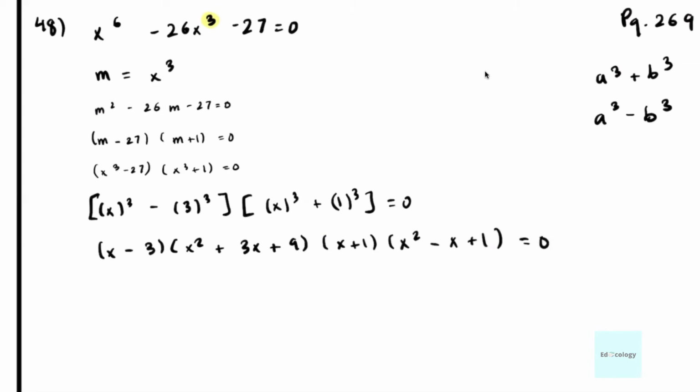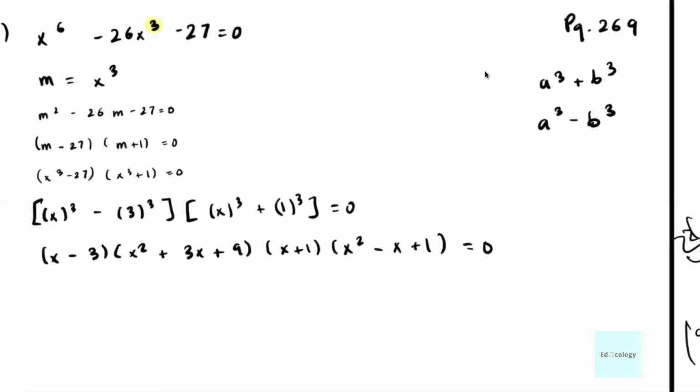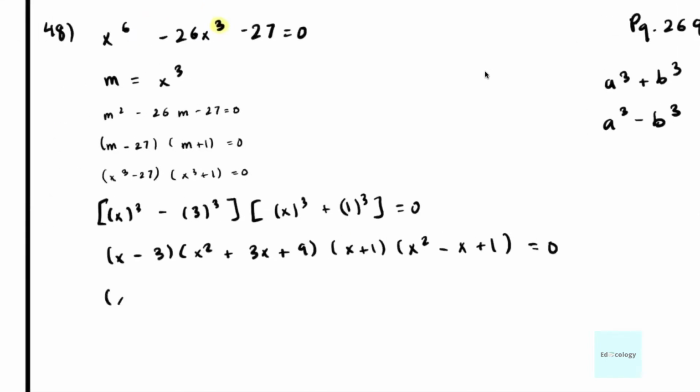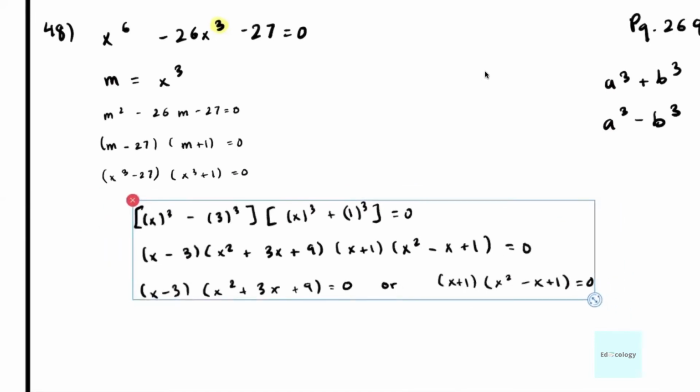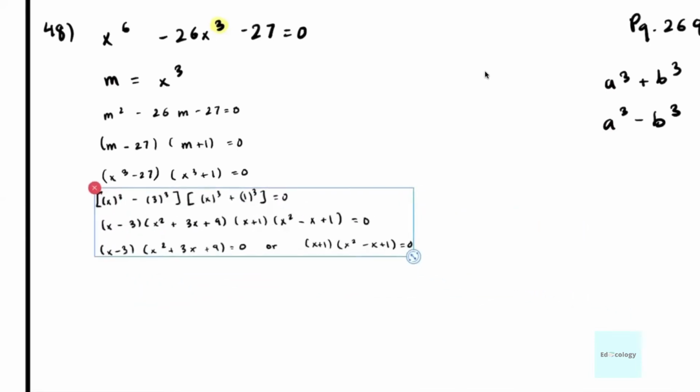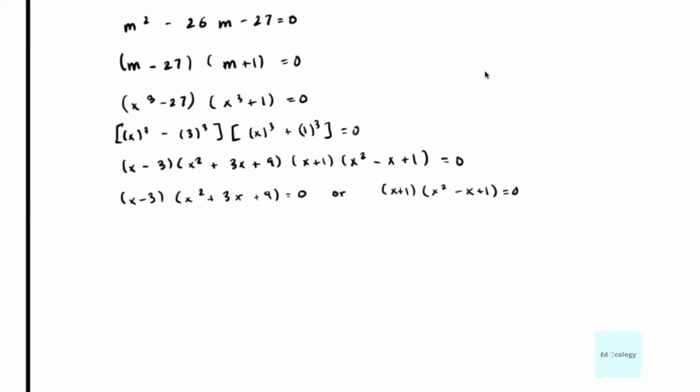Now we're going to separate these and write it as x minus 3, x squared plus 3x plus 9 equals 0, or x plus 1, and you will know why we do that later on. Okay, so we separate them in order to be able to solve them. So let's start off with this one, and then we will do this.